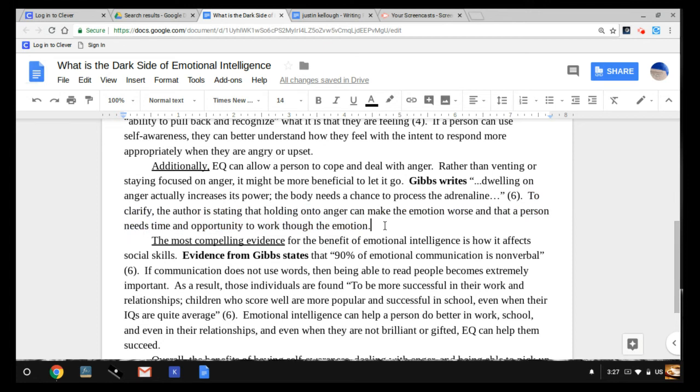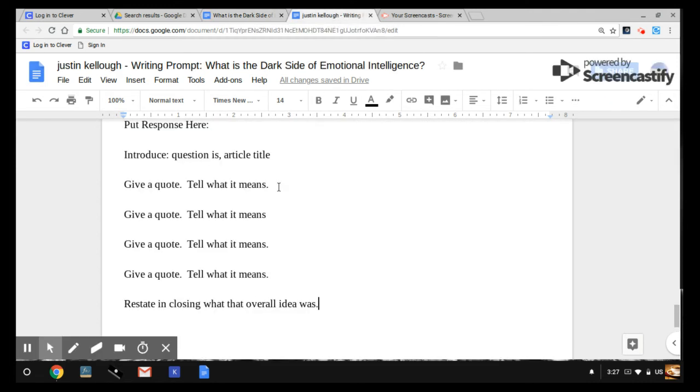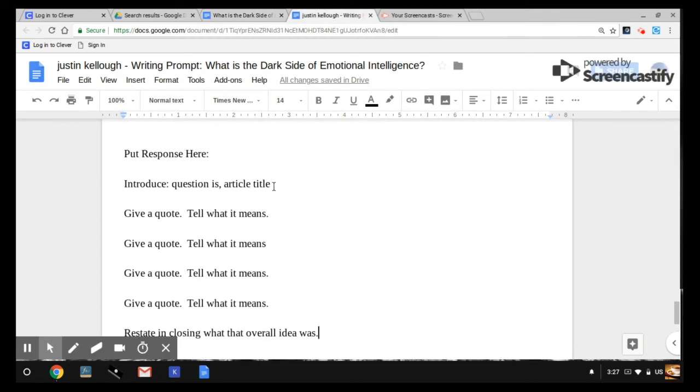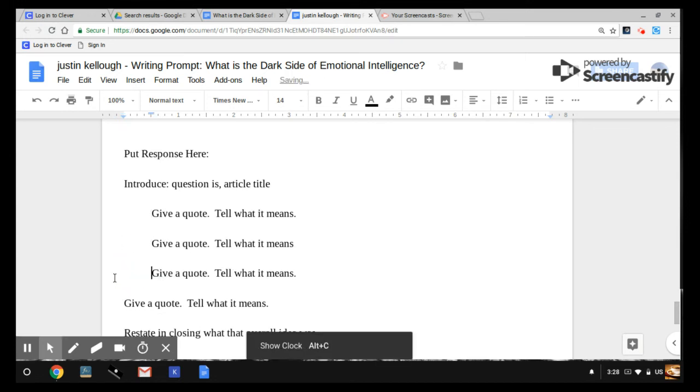You're not limited to 4 quotes. You could have 5, you could have 6, but remember to follow that pattern. Introduce, give the article title and the overall idea. A quote, what does it mean? Then you hit enter, go ahead and start. Don't forget that tab button to indent. Give a quote, tell what it means. Repeat that for each quote.